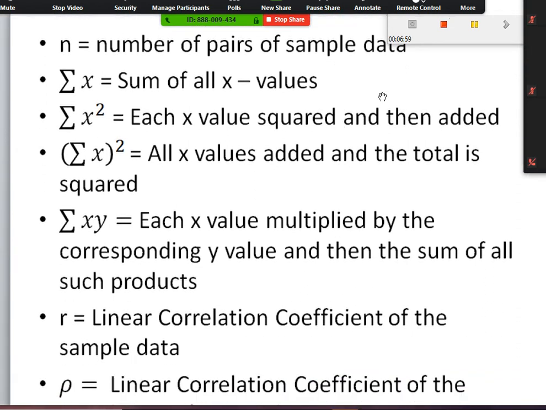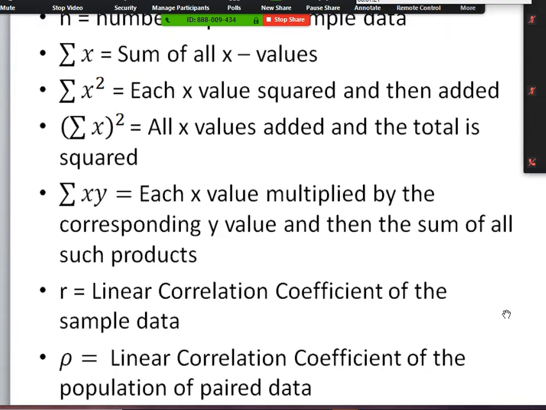to remind you. Ashley, do you want to go and read this one for us? N equals number of pairs of sample data. Sum of the x's equals sum of all x values. Sum of x squared, each x value squared and then added. Parentheses, sum of x, parentheses squared, all x values added and the total is squared.